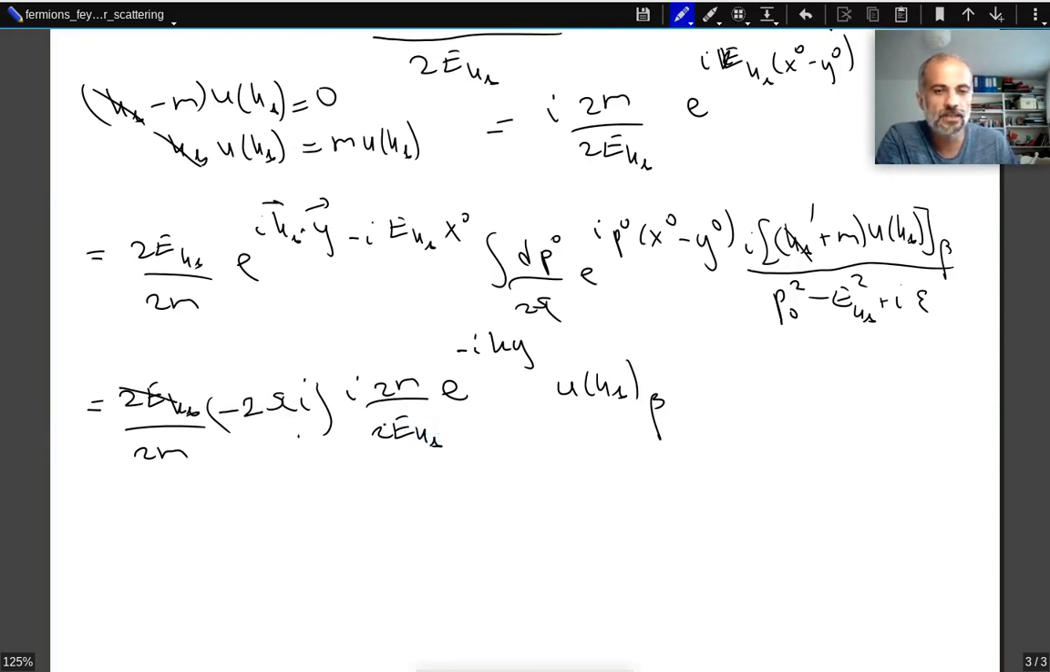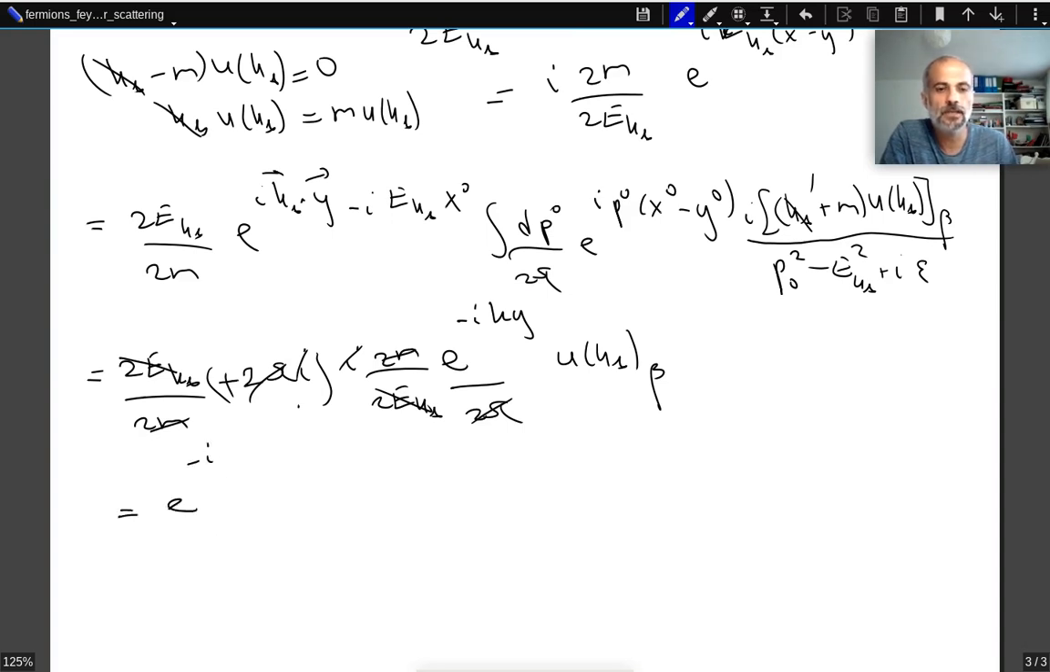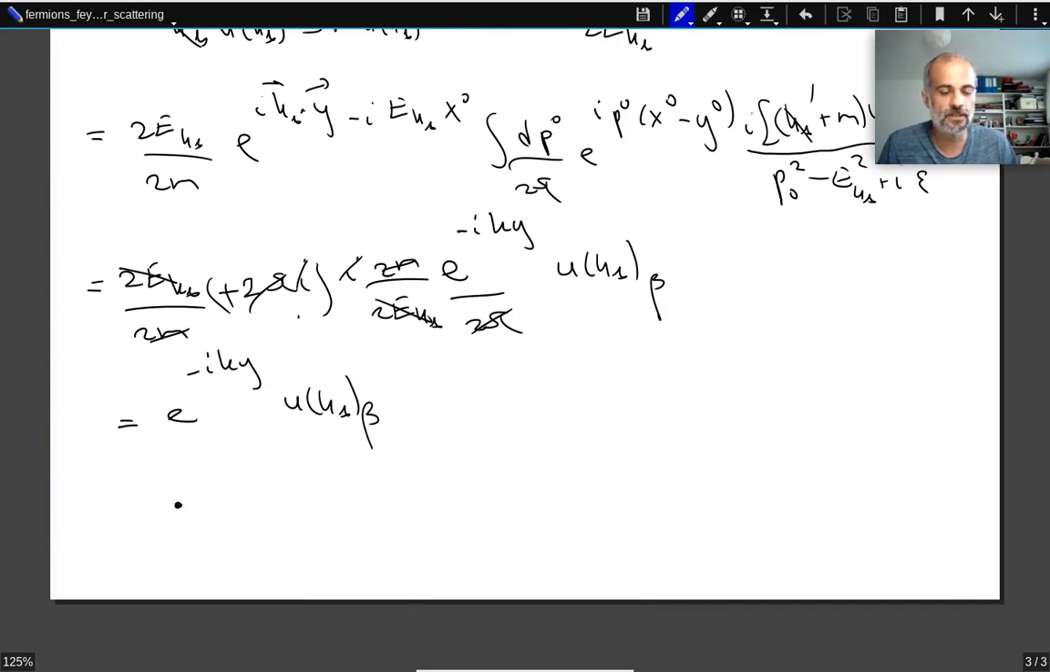Now you see that these two ek1s cancel, these two m's cancel. There is a 2 pi here, so let me also divide by 2 pi. This 2 pi cancels this 2 pi, and this I and minus I cancel each other. So we end up having e to the power minus I ky u of k1 of beta. So this tells us that if we have a vertex and there is an ingoing particle into that vertex with momentum k1, the legs of the vertices will have the spinor label. If the spinor label it is connected to is beta, then there is a corresponding factor of e to the power minus I ky u k1 of beta.